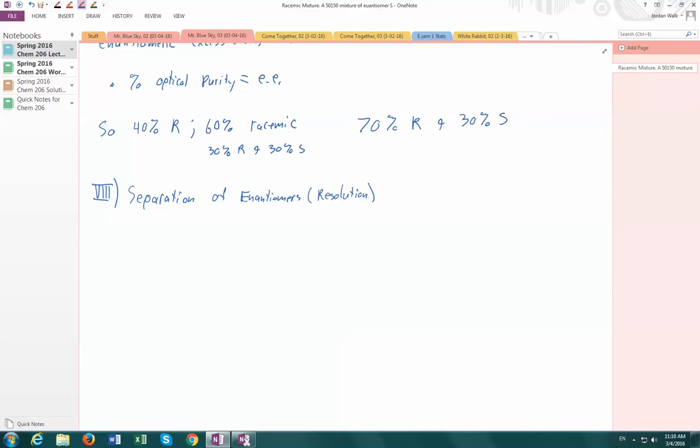All right, so enantiomers. When we talk about their physical properties, if we have a pair of enantiomers, a special pair, do they have physical properties that are the same or are they different?